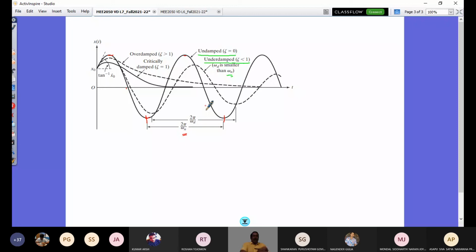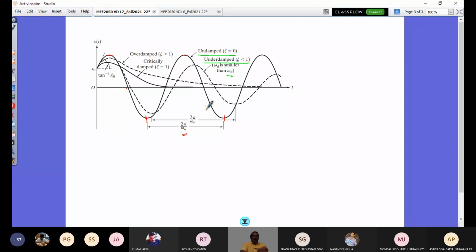I know x1 by x2 is what is now defined as logarithmic, as we have just seen. So any jth amplitude ratio, if I take, I can rewrite in this way. The natural log of xj by xj plus 1, the jth successive amplitude ratio, would be given by ln e raised to zeta omega n into tau d. So that's what we have defined now for x1 by x2.